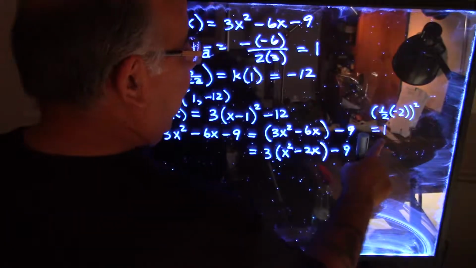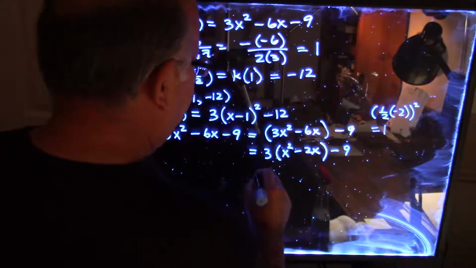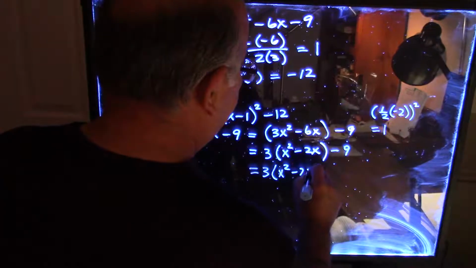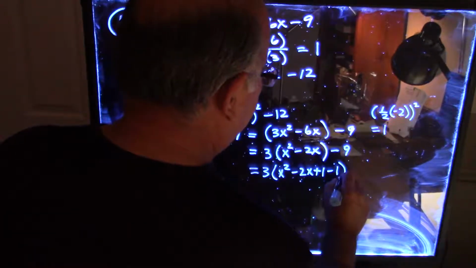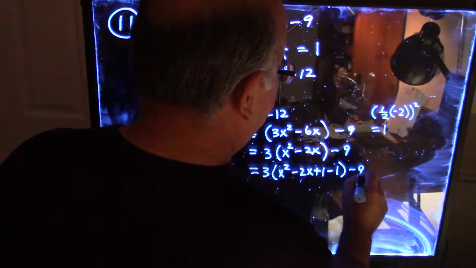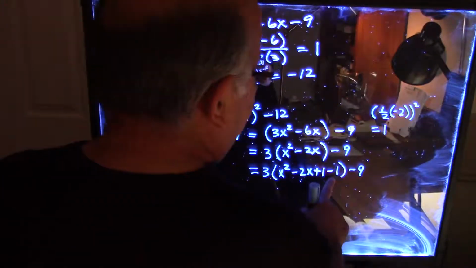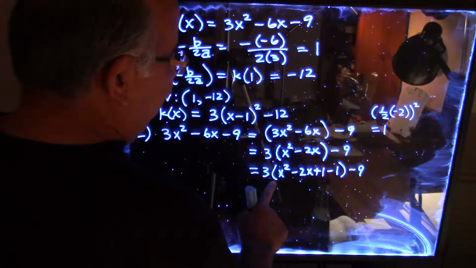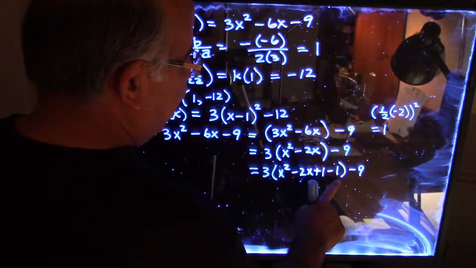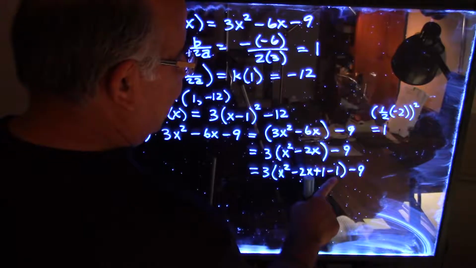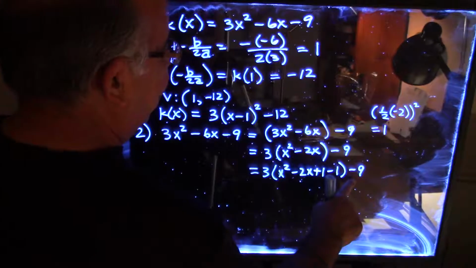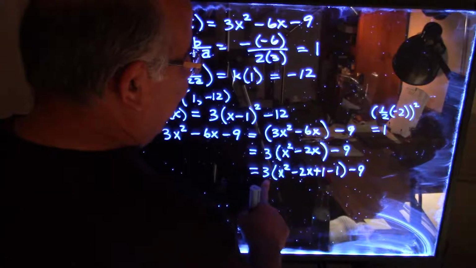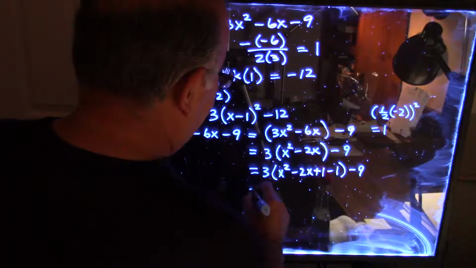Now you add and subtract 1 inside the parentheses, so you get 3 times the quantity x² minus 2x plus 1 minus 1, close parentheses, minus 9. Now I want to bring that -1 outside. However, I have a 3 multiplying everything inside the parentheses. So before I can bring out that -1, you just can't go -1 here like you did in the previous problems. You have to multiply it by 3 and then bring it out.